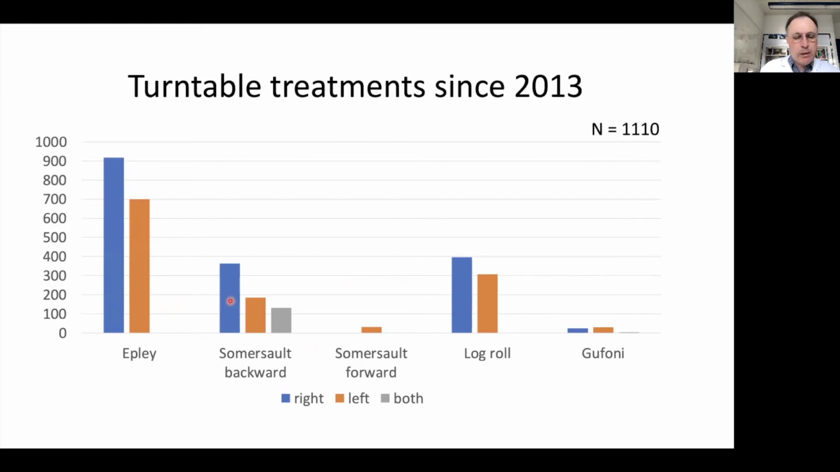In some cases, we went for somersaulting in the backward direction. So after the Hallpike position, we just continued the rotation in the plane of the affected canal very slowly until the patient reached the upright position again. In some cases, we did somersault forward. This was especially the case in patients with anterior BPPV and for patients with horizontal BPPV. We did either log rolling, or we also started the Gufoni maneuver.